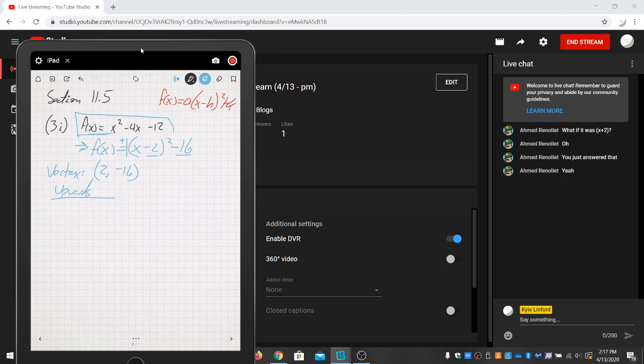Now, one other thing that we have to think about. Let's say I started creating this graph here. And I knew where to place the vertex. So it's down 16 units and over 2. So 1, 2, 3, 4, 5, 6, 7, 8, 9, 10, 11, 12, 13, 14, 15, 16, and over 1, 2. I have just enough space here.